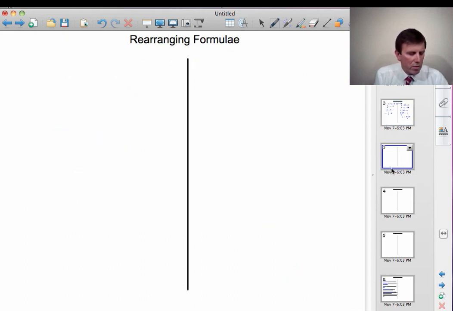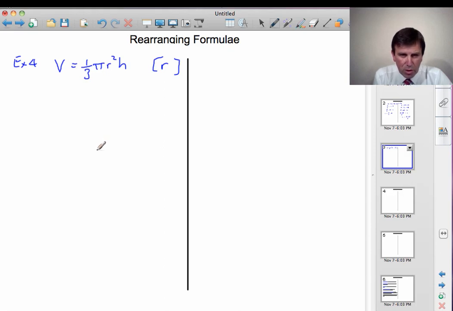Moving on now to example 4. V equals 1/3 pi r squared h. That would be the volume of a cone of height h. And what we're going to make the subject this time is r. We're going to make r the subject of the formula.